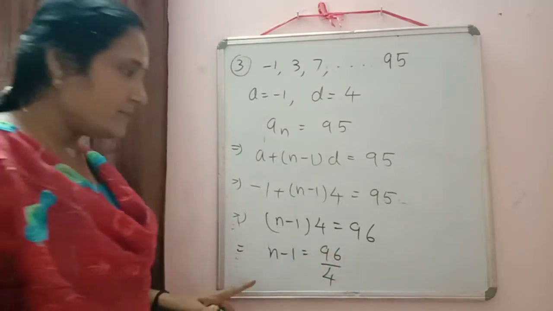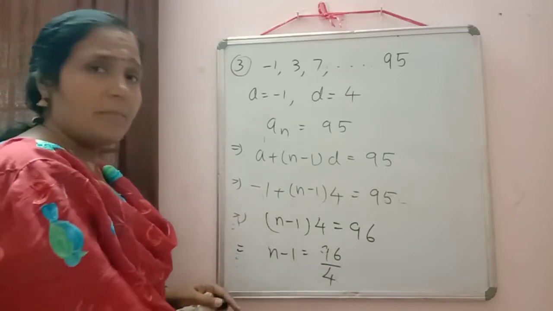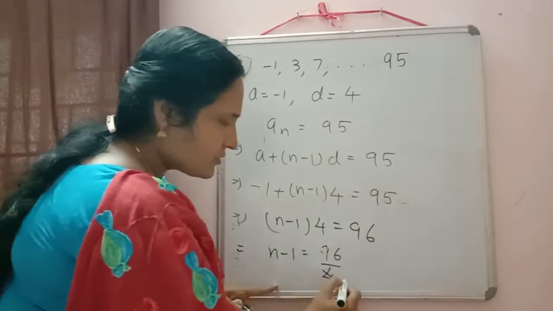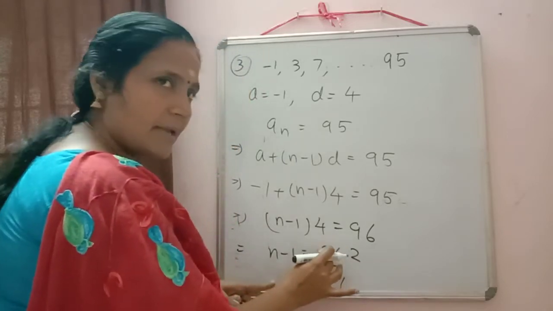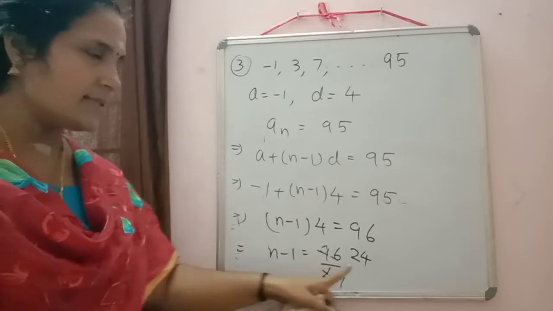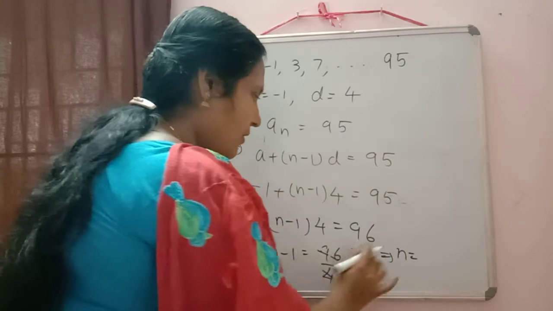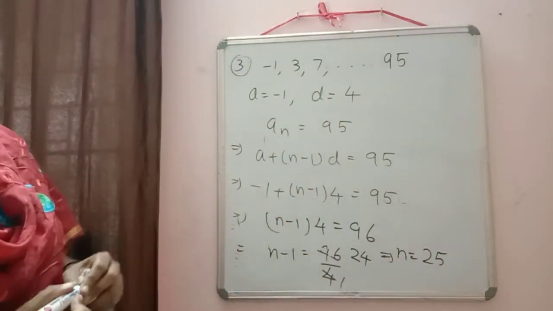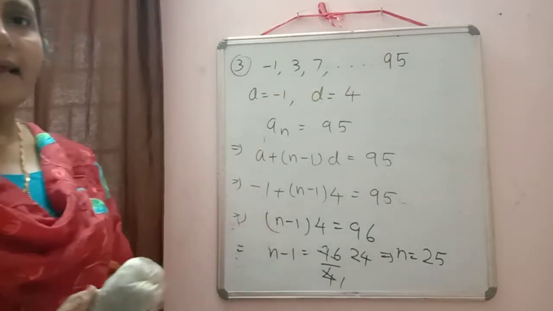In lower classes you started the cancellation by cancelling by 2 there. If you know the multiplication table of 4, then you can directly cancel it by 4. So we will get 4 ones are 4, 4 2s are 8, 1 will remain there, so 16, 4 4s are 16. n minus 1 is equal to 24. So n will be equal to 24 plus 1, 25. So 25th term or 25th number of the AP is 95.